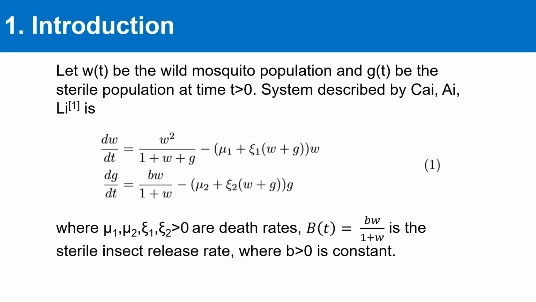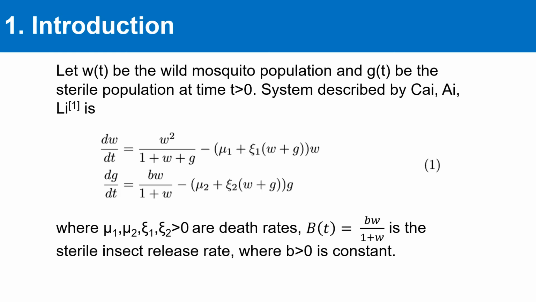So, as seen here, if we let the wild mosquito population be W(t) and G(t) denote the sterile population, then we describe the dynamical system that has been described by Kai and researchers, including Dr. Ai, as follows, where mu1 and mu2 are density independent death rates, which essentially correspond to the lifespan of the mosquitoes, and Z1 and Z2 are the density dependent death rates, which here are proportional to the total population.